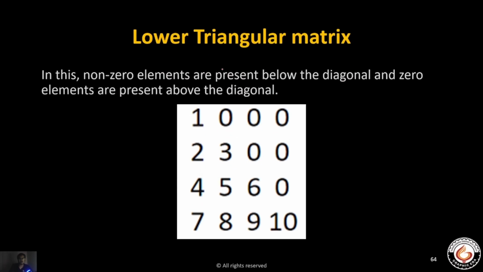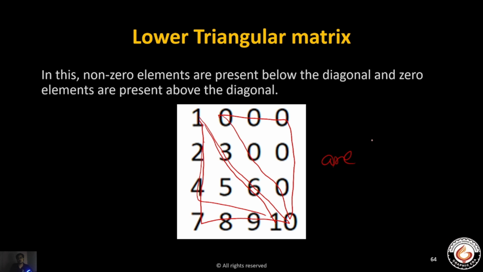So first is the lower triangular matrix. So what is the lower triangular matrix? A lower triangular matrix is the type of sparse matrix in which all the non-zero elements are present at the diagonal and below the diagonal, and above the diagonal all the elements are 0, as you can see here.